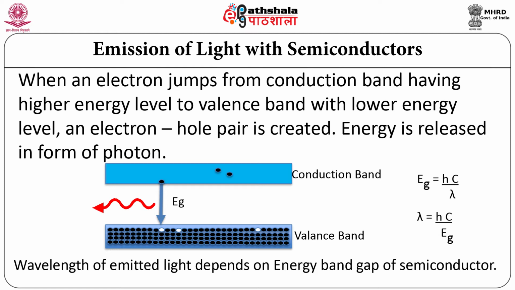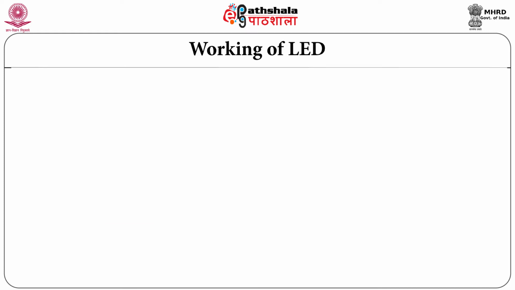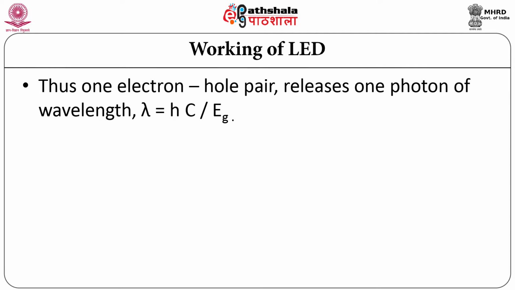The wavelength of emitted light depends on the forbidden band energy of the semiconductor. The relation is given by Eg = hc/λ. That means λ, the wavelength of light emitted, is equal to hc/Eg, where h is Planck's constant and c is the velocity of light. Thus, one electron-hole pair releases one photon of wavelength λ = hc/Eg.